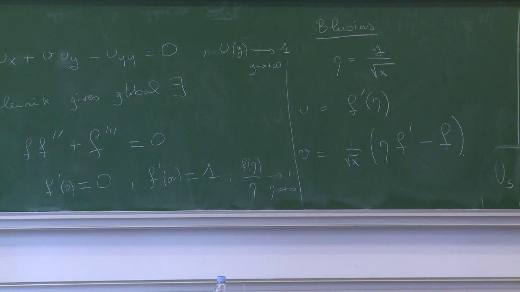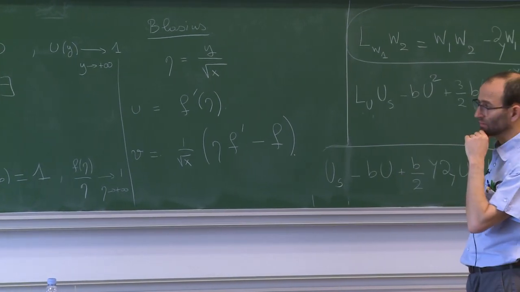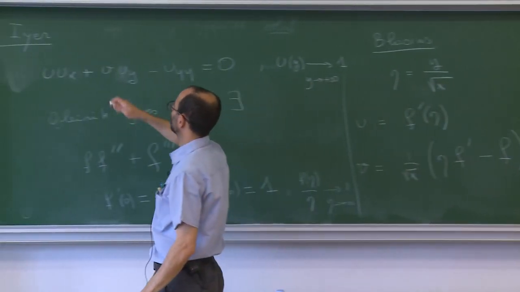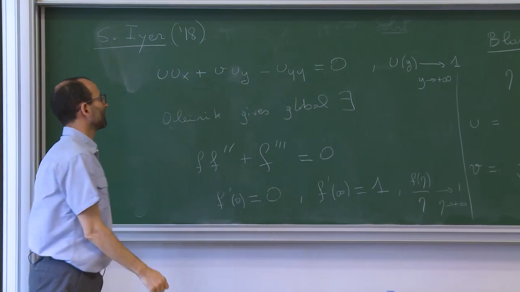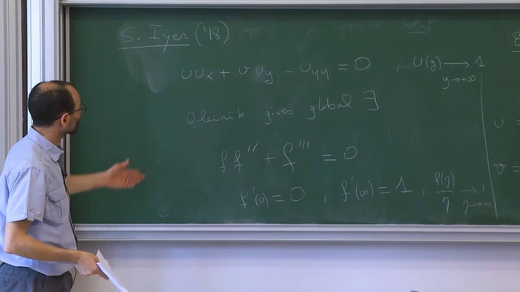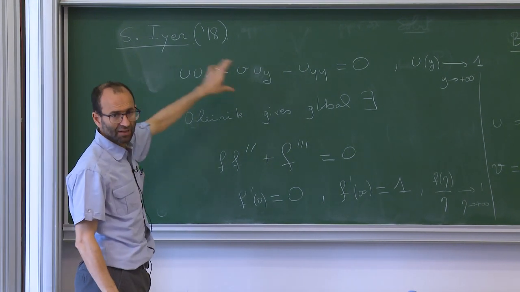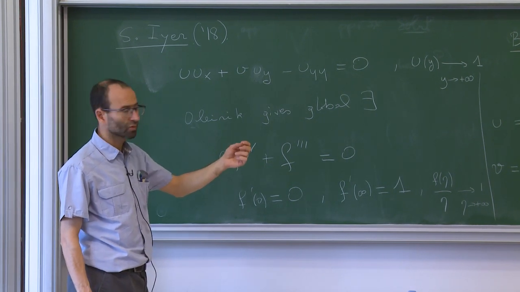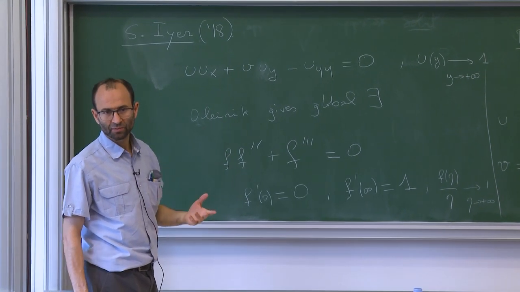Okay, so Blasius constructed this solution in 1908. Now, what Samir did recently is to prove that solutions of this equation converge to the Blasius profile. So this is a long time behavior type of result.